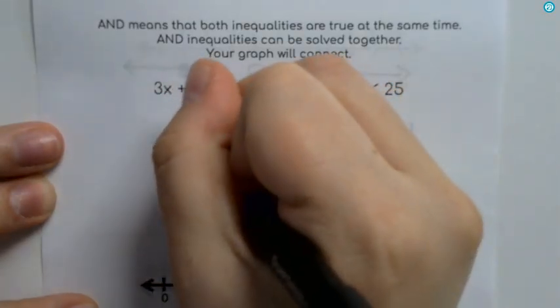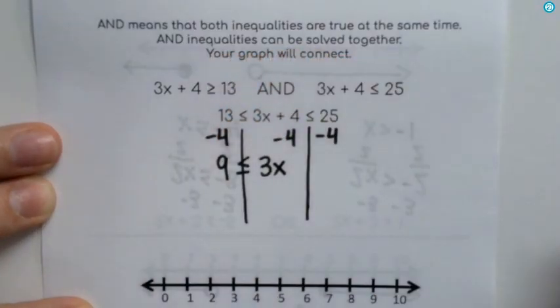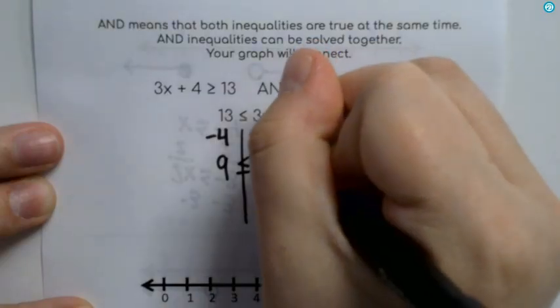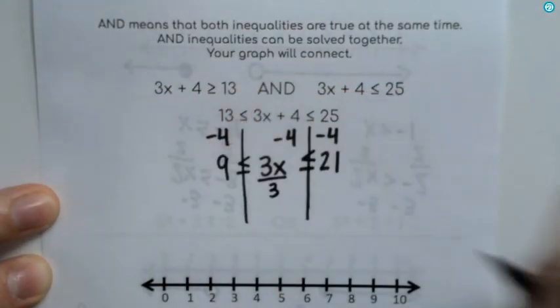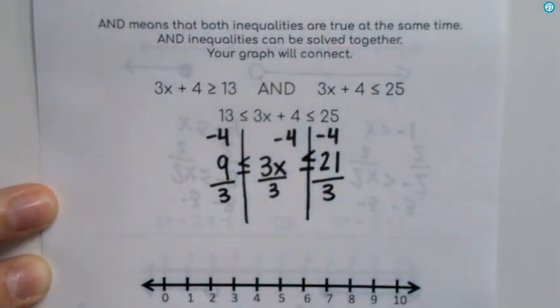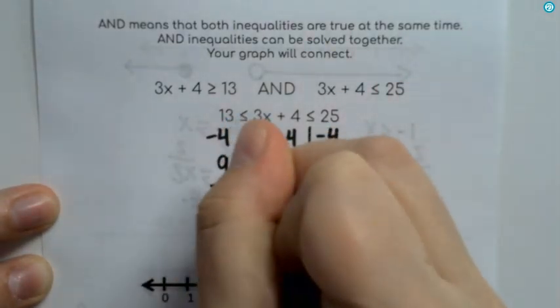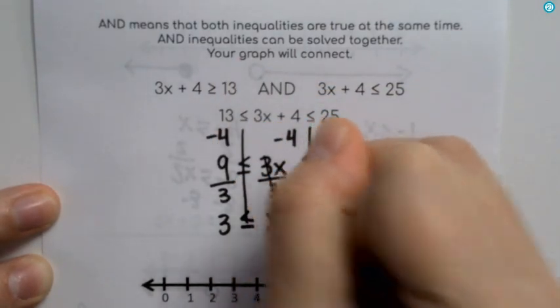13 minus 4 is 9. That is less than or equal to 3x. And that is less than or equal to 21. 25 minus 4 is 21. Okay. Then from there, to get x by itself, we're going to divide off that 3. So divide by 3. Anything we do in the middle, we're going to do on the left and the right. So 9 divided by 3 is 3. That is less than or equal to, these 3's cancel, so I've just got x. That is less than or equal to 7.